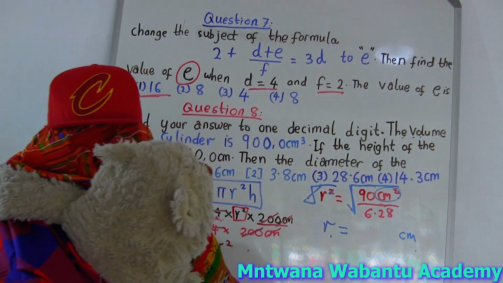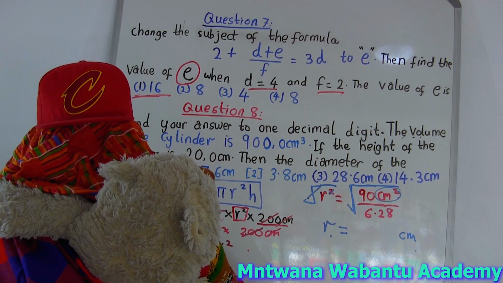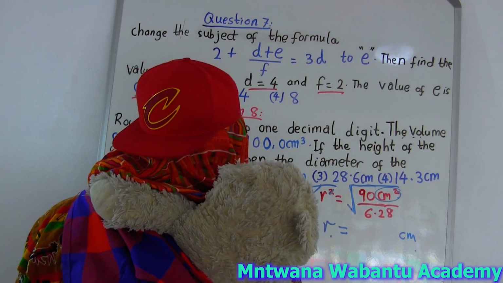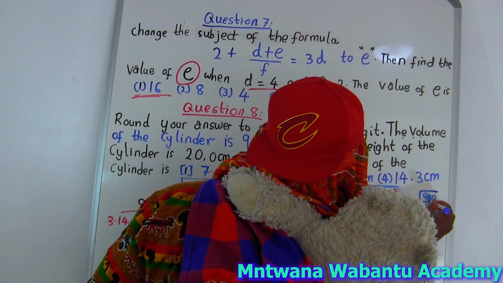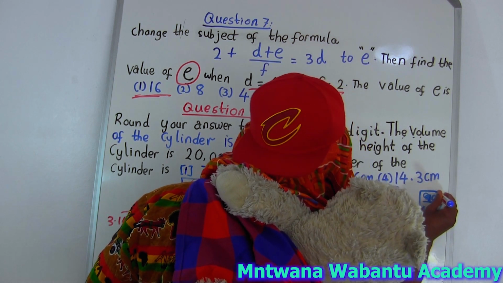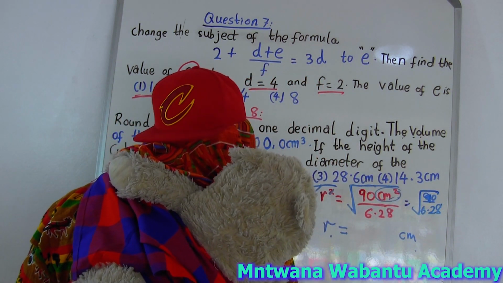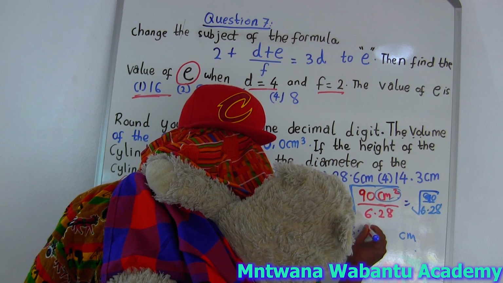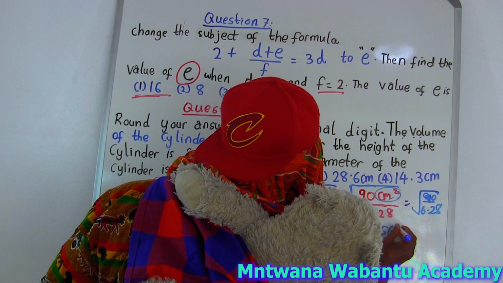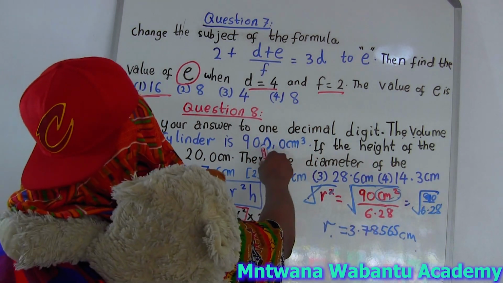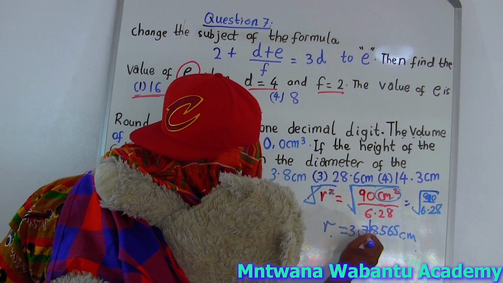Okay, if you square root this, it's going to give 3.785. If you square root 90 over 6.280, because the square root of centimeters is going to give centimeters, this is going to give 3.7856556. We don't need all of this, because according to the question, it must be 1 decimal digit. So I can just stop here at 1 decimal digit.